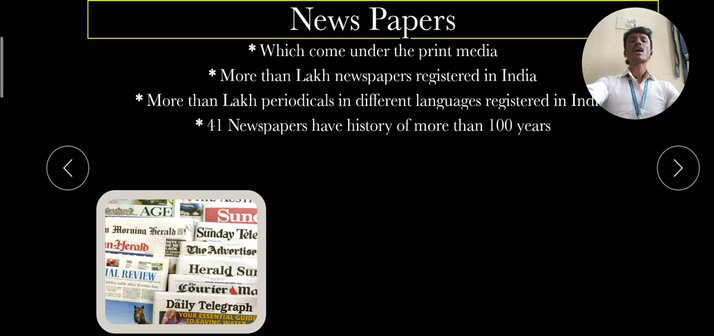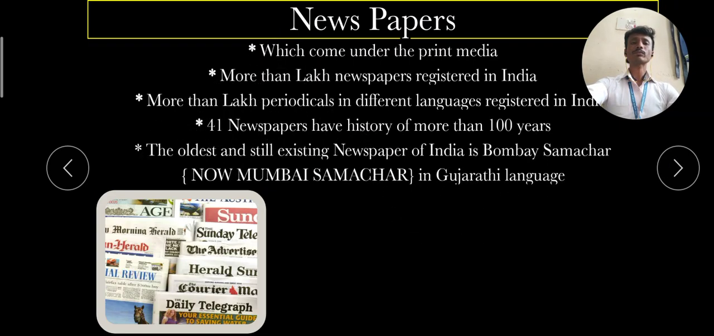41 newspapers have a history of more than 100 years. So among all the newspapers, 41 newspapers play a very important role, and they have a lot of history, more than 100 years. And the oldest and still existing newspaper of India is Bombay Samachar. See, which is the oldest newspaper that is still possible to read? Got it? Such a newspaper in India is Bombay Samachar. Now we should call it Mumbai Samachar.